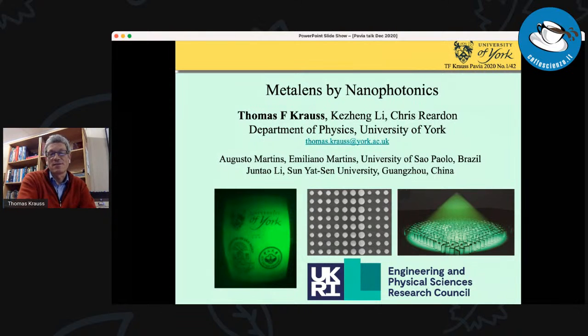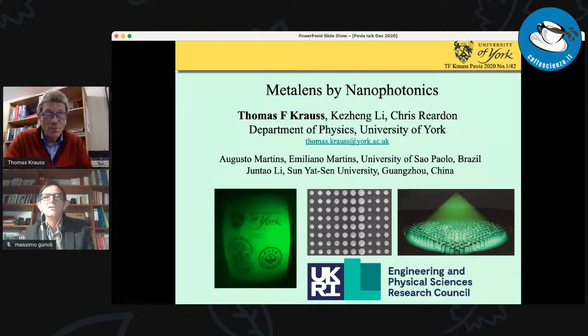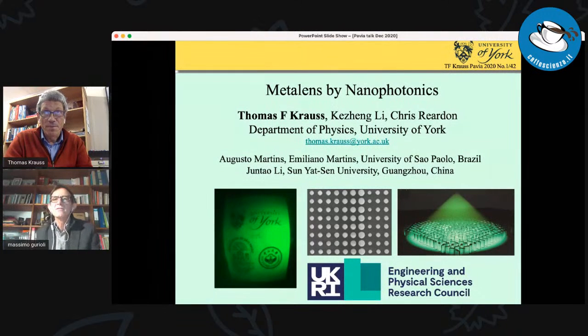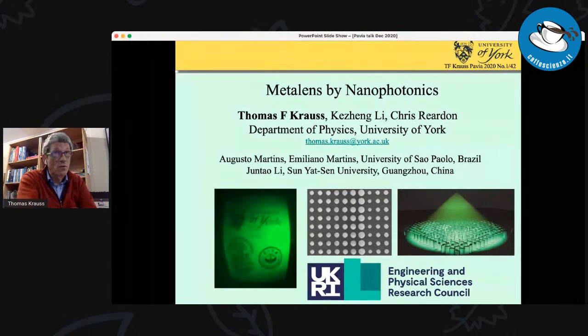So my topic is metal lenses, and these are made by using nanophotonic tools. In particular, in the center, you see a small nanophotonic structure. So here, this whole window is maybe 3 by 4 microns, to give you an idea. So this is all very small.